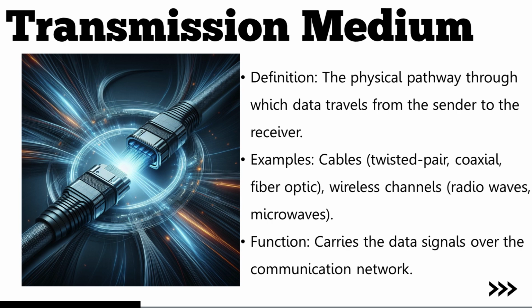Transmission medium. But how does this information travel? Enter the transmission medium, the physical pathway that carries the data signals. Think of it as a highway for information. We have cables like twisted pair, coaxial, and the mighty fiber optic, transmitting data through electrical or light pulses.